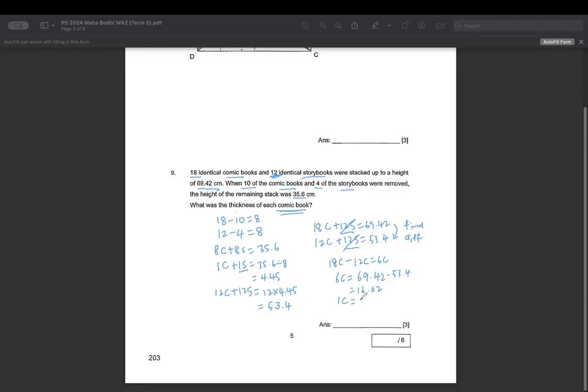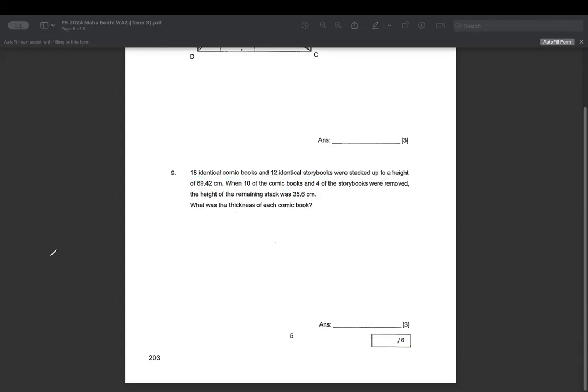Next, I can find one comic book. I simply take 16.02 and divide by 6. That will give me my answer, 2.67. So your answer for question 9 will be 2.67 cm for one comic book. All right? Okay, so let's move on to the last question.